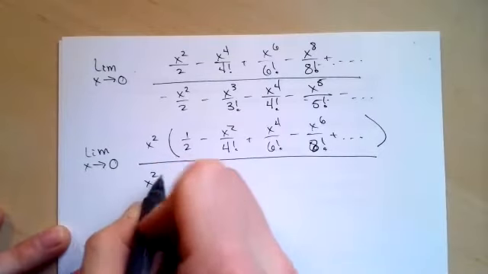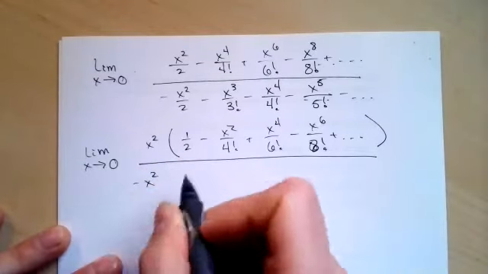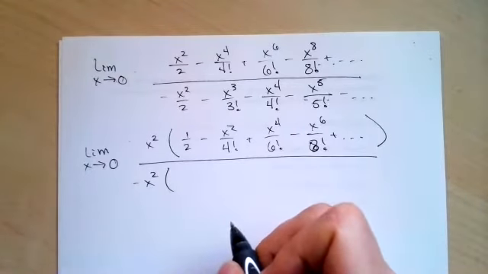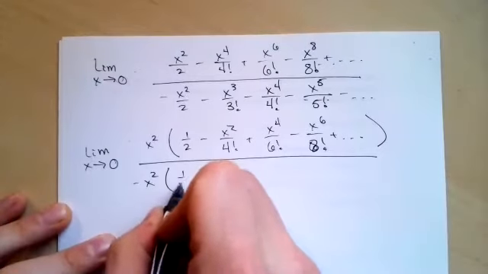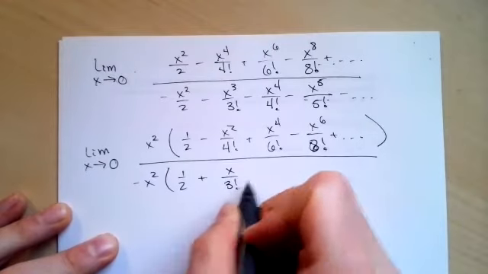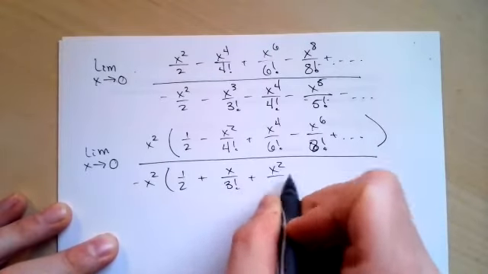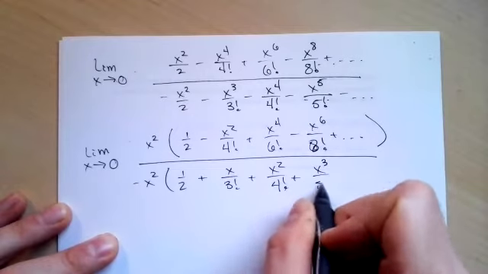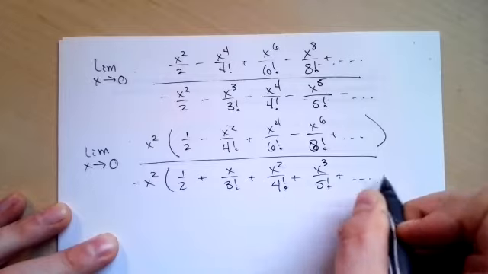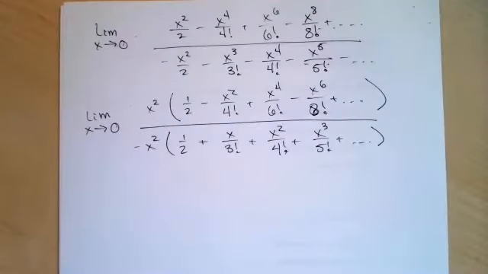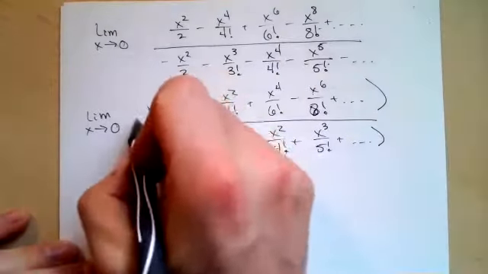Pull out an x squared here, and if we want, we can pull out a negative x squared. So that'll give us 1/2 plus x over 3 factorial plus x squared over 4 factorial plus x cubed over 5 factorial. And then, of course, our x's cancel.